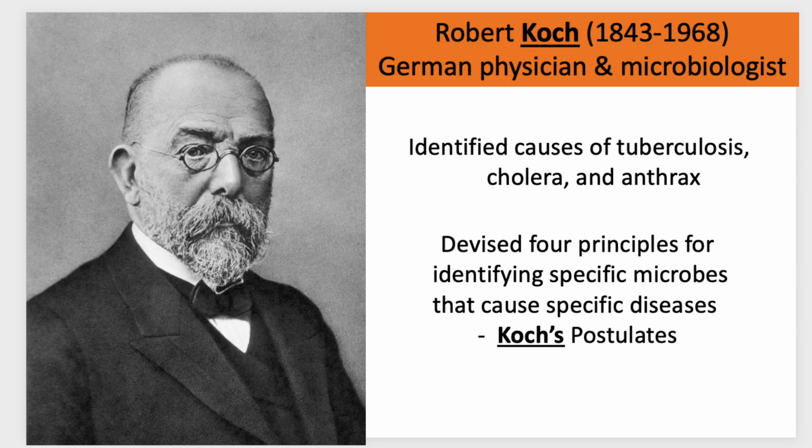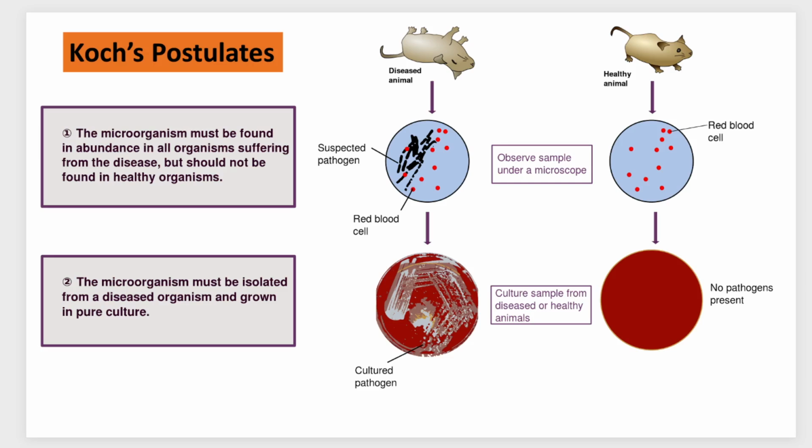Then you get to Robert Koch, 1843 to 1910. He was a German physician and microbiologist. He actually was able to correlate the cause of tuberculosis, cholera, and anthrax. And what you'll have to learn from him is his four principles, what's called Koch's postulates. This is how you can always identify the specific microbe that is causing a specific disease, how you can be sure that that is the microorganism that is causing that specific disease. So we'll go through Koch's postulates.